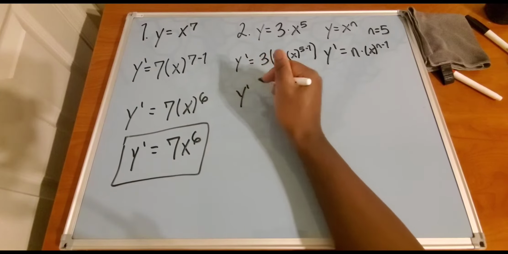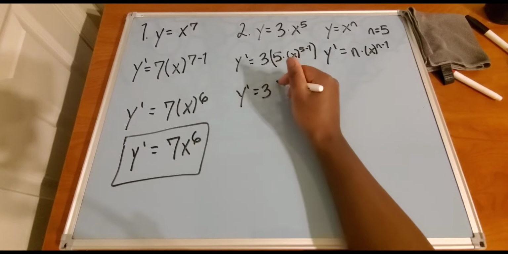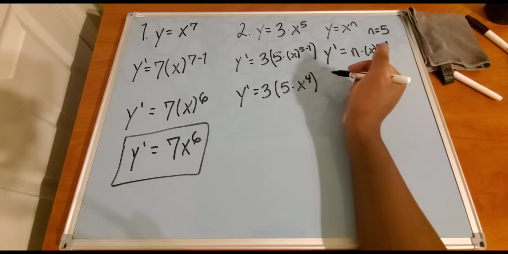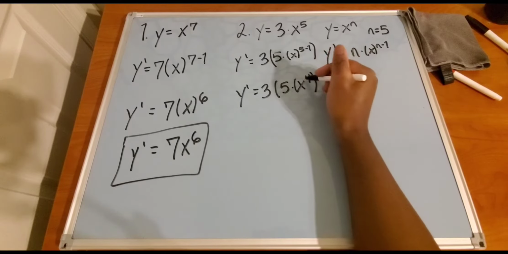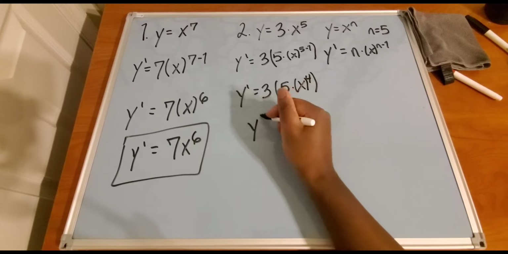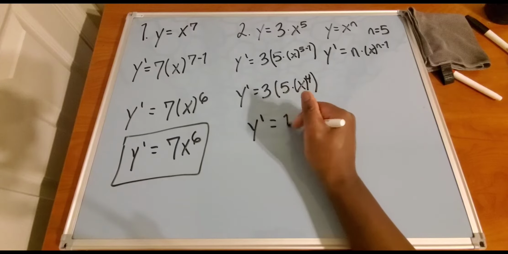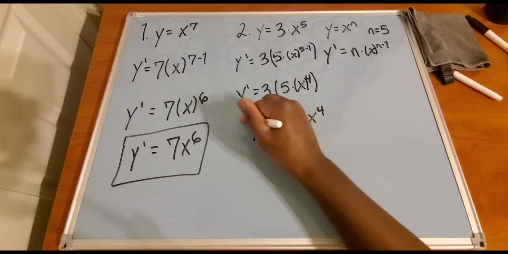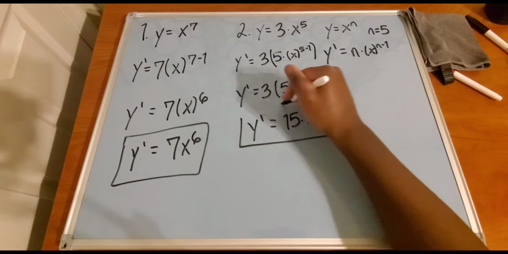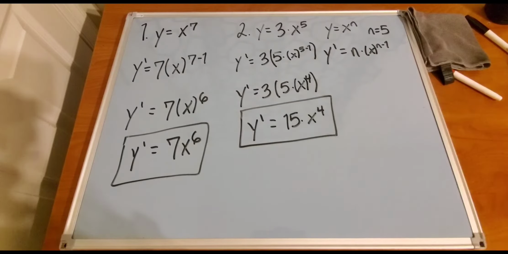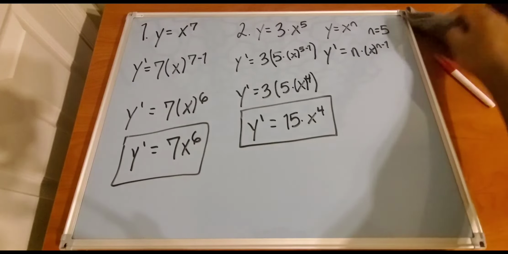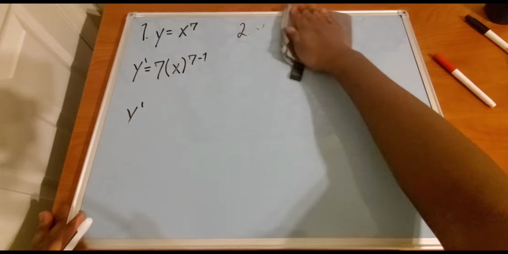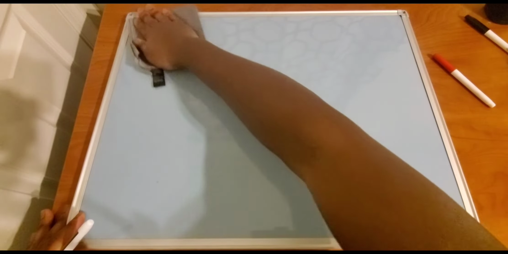So y prime will be equal to 3, keep that out, 5 times x to the 4th power, and then we can drop off all of our parentheses, and we would have our final answer, which is y prime is equal to 15 times x to the 4th power. And that is our answer for question number 2. I could maybe squeeze 3 in there, but beauty of a whiteboard, we'll just give ourselves more space to work with. So we can move on to question number 3.